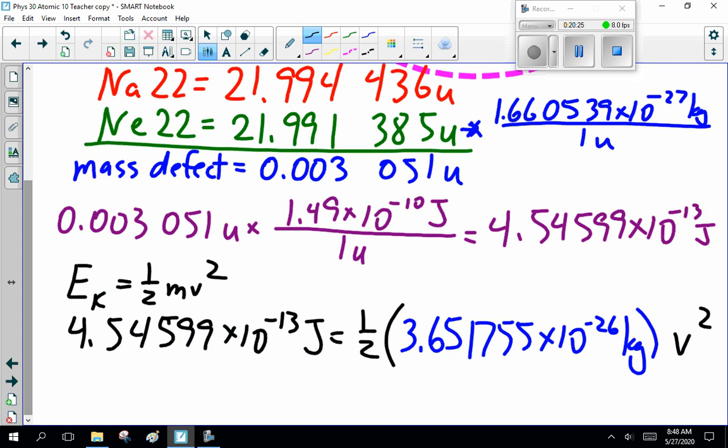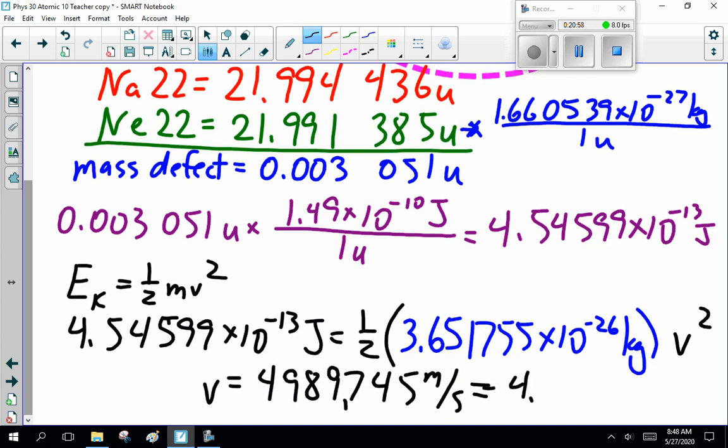Now, running out of space, times 0.5. So I'm getting a velocity of 4989745 meters a second, which is 4.99 times 10 to the 6 meters a second.